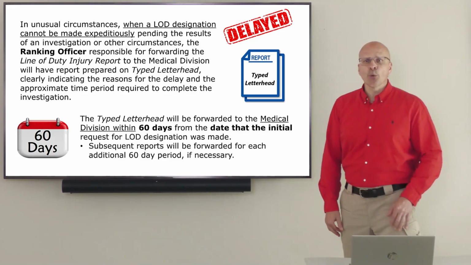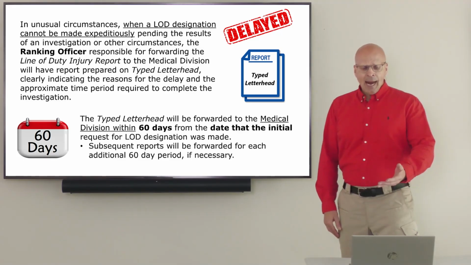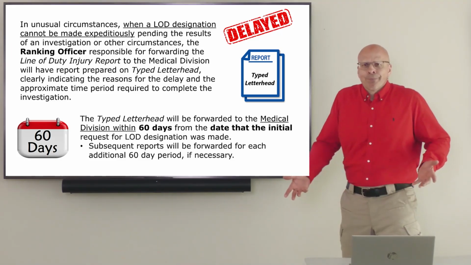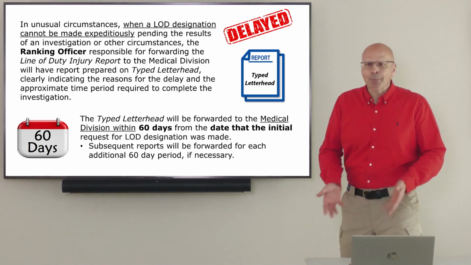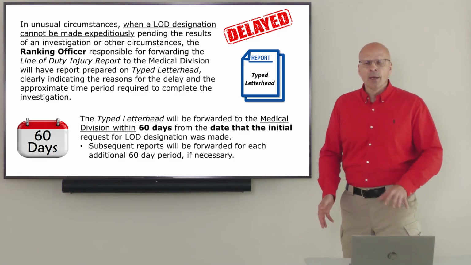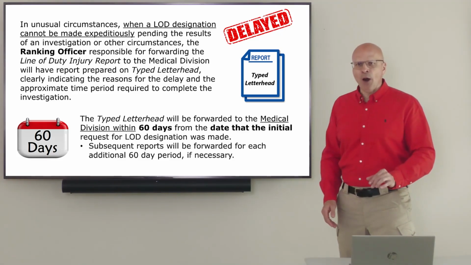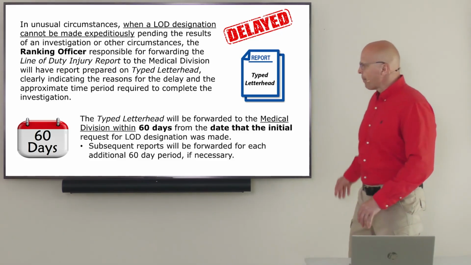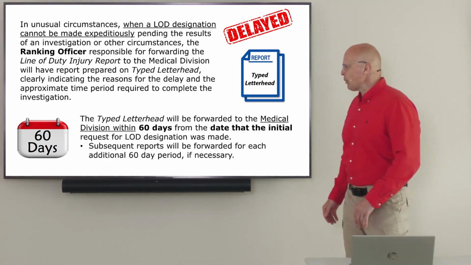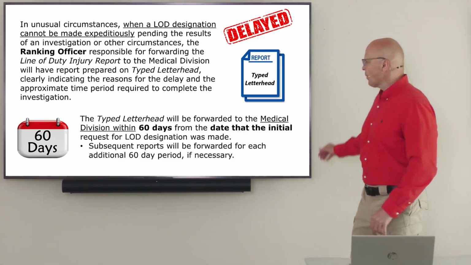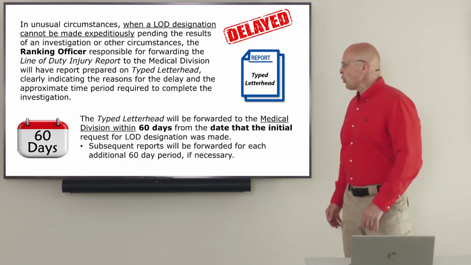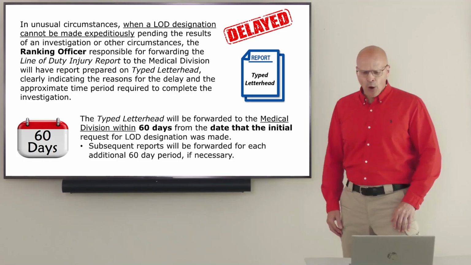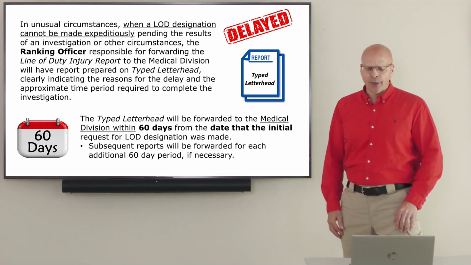First, they don't tell you who the ranking officer is. And they say the ranking officer is responsible for forwarding a line of duty injury report. Who's required to forward it? The procedure doesn't tell you who forwards it. But that ranking officer who's required to forward it has to prepare the typed letterhead. And they even give him a deadline. The typed letterhead will be forwarded to the medical division within 60 days from the date that the initial request for line of duty designation was made. And subsequent reports will be forwarded for each additional 60-day period if necessary.